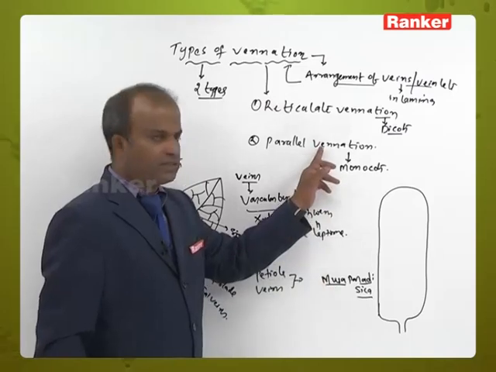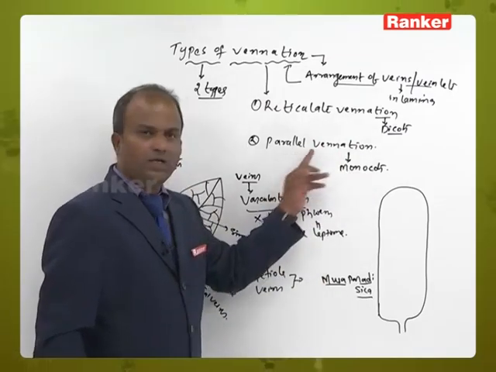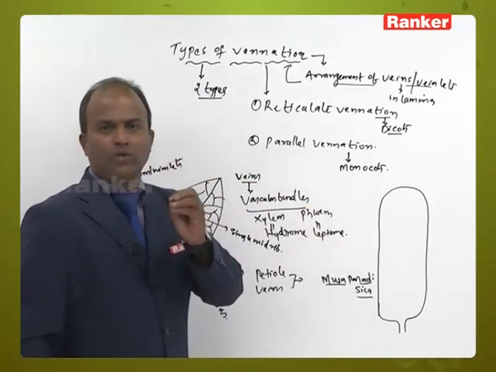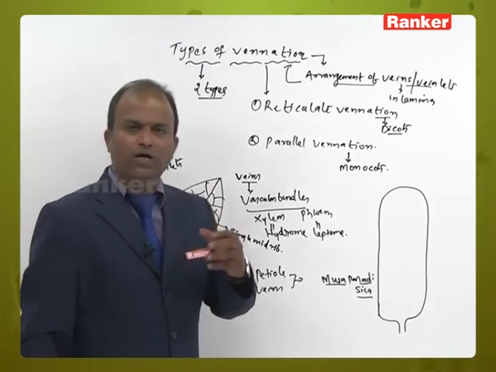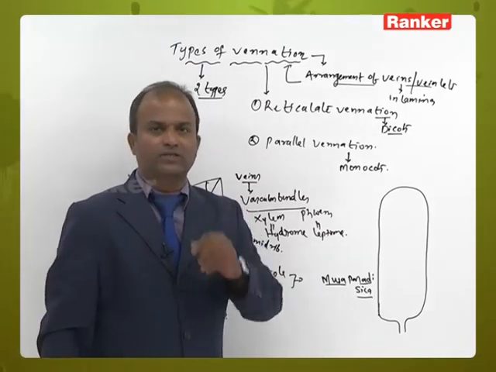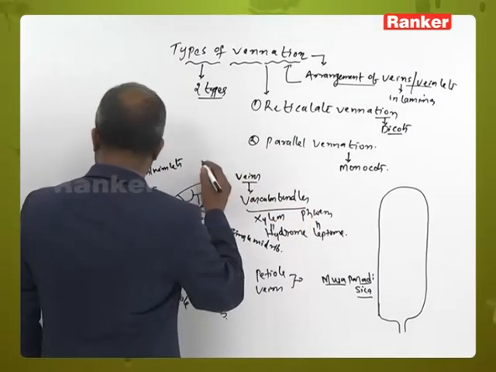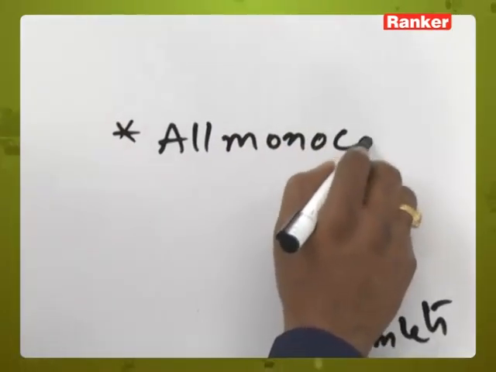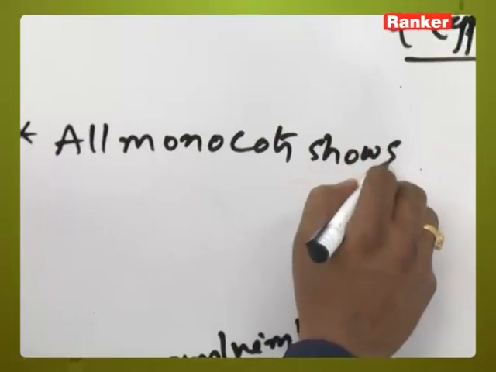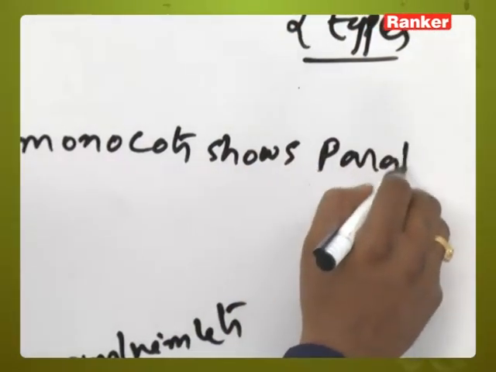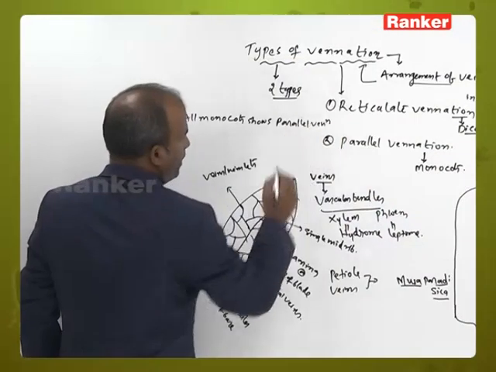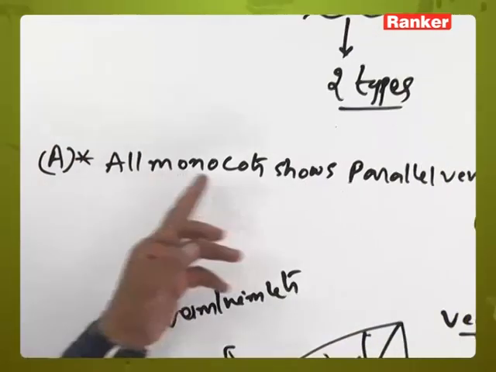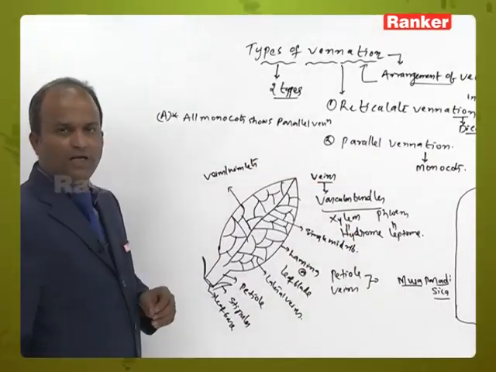In this Musa paradisica, which type of venation can be seen? Parallel venation. Parallel venation can be seen only in monocots. That means all monocots showing parallel venation is the wrong option. Which type of venation does a monocot show? Parallel venation. For example, think this is the assertion: all monocots show parallel venation.